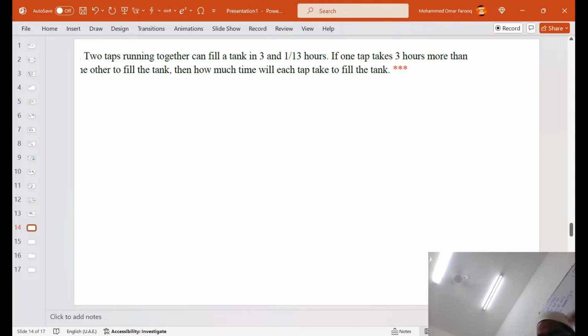See, suppose it is taking 5 hours to complete. So how much will it fill in 1 hour? It can fill 1/5 in 1 hour, right? See, 1/5 part of the tank. So now let us take the same thing.